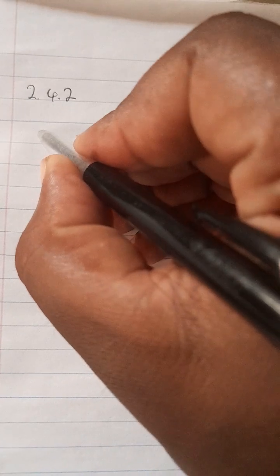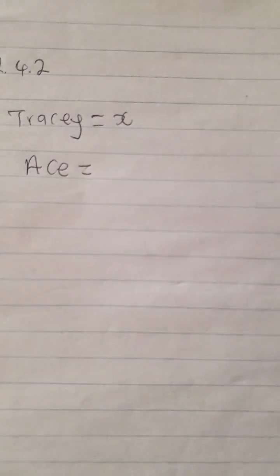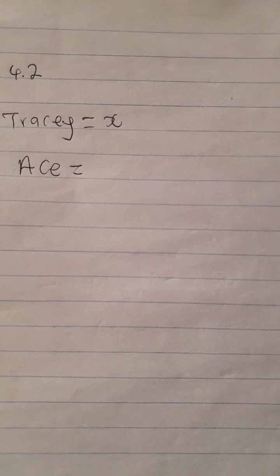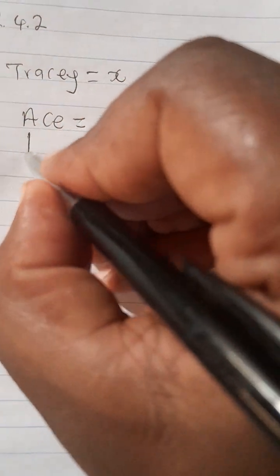From the statement, we were told that Tracy is X, and Ace is twice. Remember, there was a statement where they say Ace ate twice as much as Tracy did. So that will be 2X. So what about Josie?